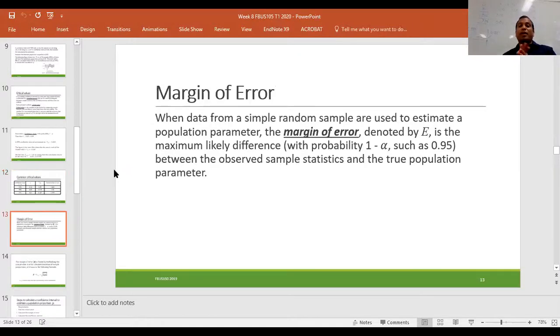Okay, I was talking about the margin of error. In order to calculate the confidence interval, you need to understand what the error in your observation is. So margin of error is nothing but the error in your observation. When the data from a random sample are used to estimate a population parameter, the margin of error, denoted by capital E, is the maximum likely difference between the observed sample statistic and the true population parameter.